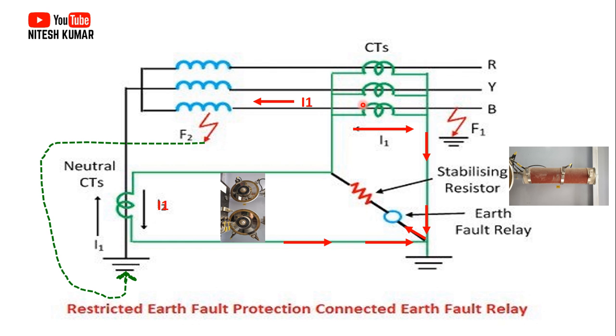Then what will happen in the secondary of the current transformer: the direction of the current will be opposite to that of the flowing primary current.